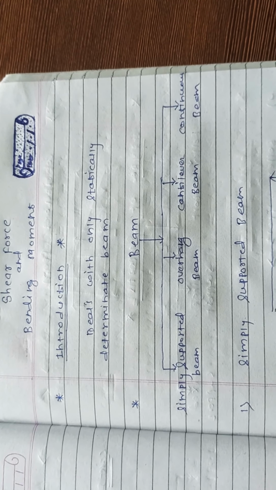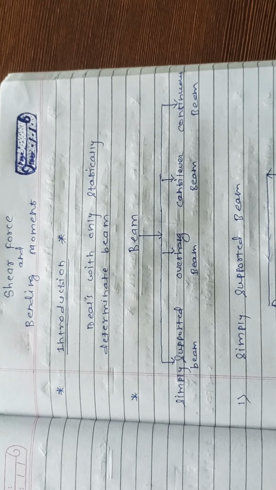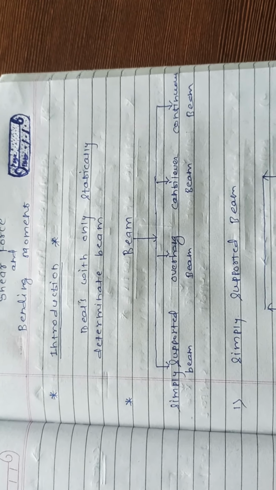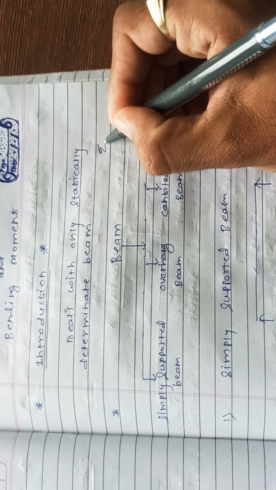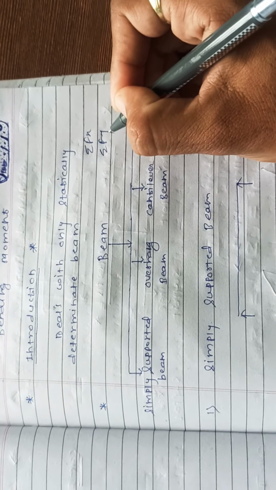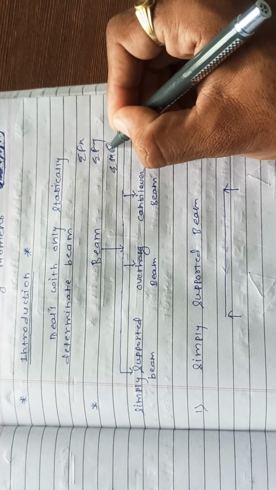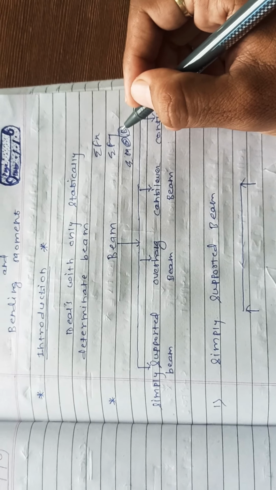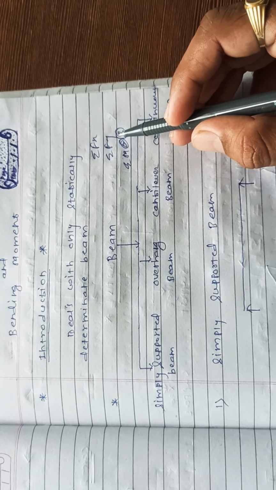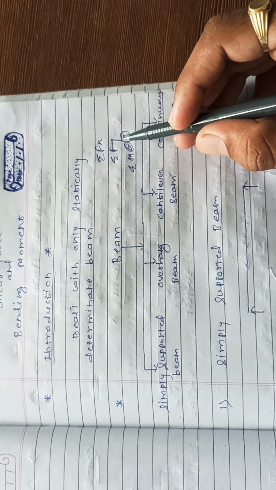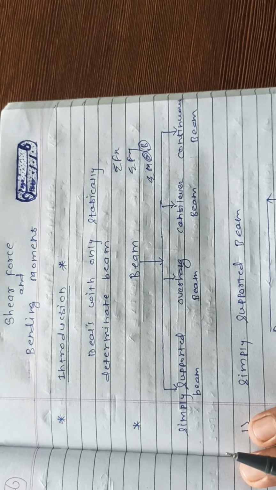In this chapter we will only deal with the statically determinate beam, that is the beam which can be analyzed directly from the static equilibrium equations, that is summation of Fx, summation of Fy, and moment about points A, B. It is called the static equilibrium equations. By using this static equilibrium condition, we can analyze the beam. So this is the general idea about the shear force and bending moment topic.